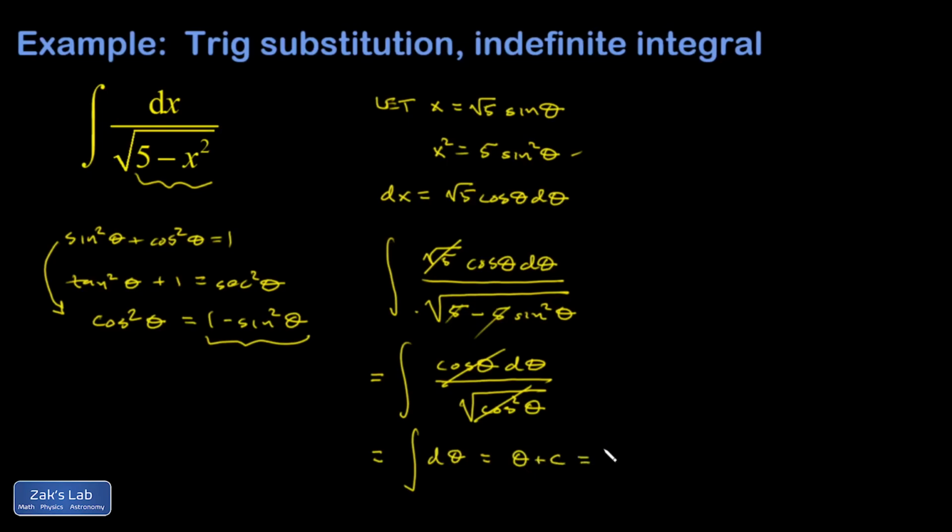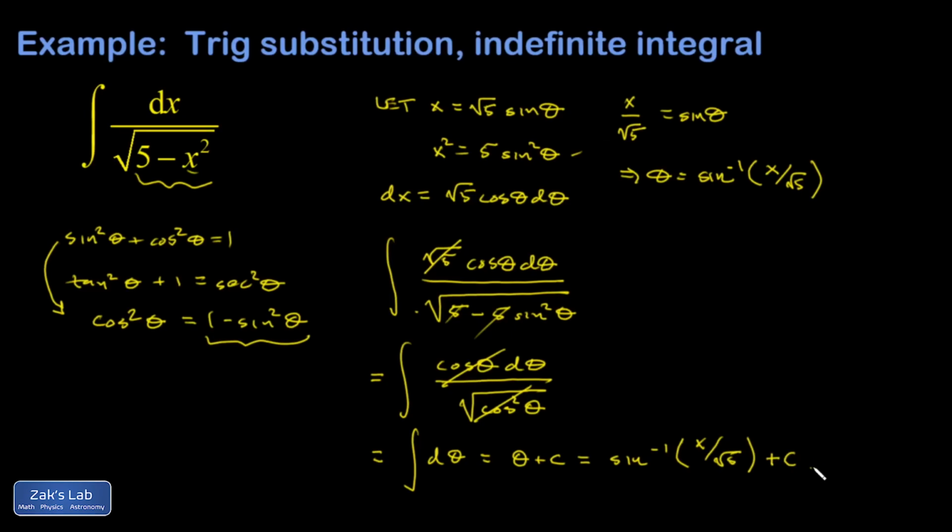And then to get the final answer, I've got to go back to the variable x that I started with. Solving for theta, here we go. Okay, so I get inverse sine of x over root 5 plus c.